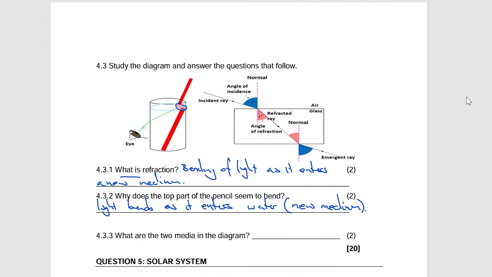Then 4.3.3 says here, what are the two media in the diagram, right? So the first one here is passing through, I can say A. The first part, I'm going to say A. Then the second part, I'm going to say the glass there, right? I'm going to say A and glass, like that. So these are our answers.